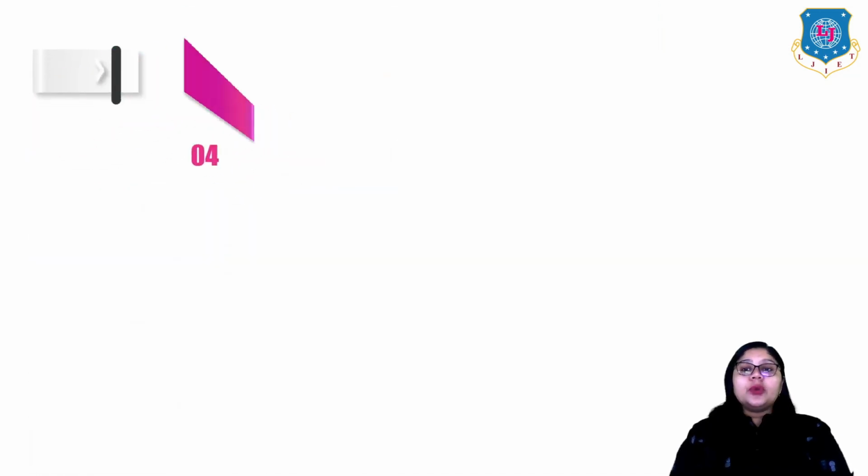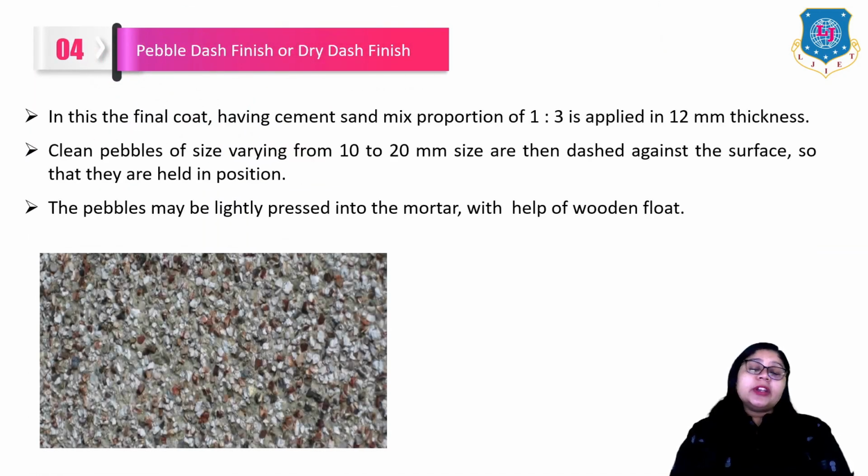Now let us move to the fourth one, which is pebble dash finish or the dry dash finish. In this, the final coat having cement sand mix proportion of 1:3 is applied in 12 mm thickness, and the clean pebbles of size varying from 10 to 20 mm are then dashed against the surface so that they are held in position. The pebbles may be lightly pressed into the mortar with the help of a wooden float, and you can see the outcome of this kind of plastering in the image.